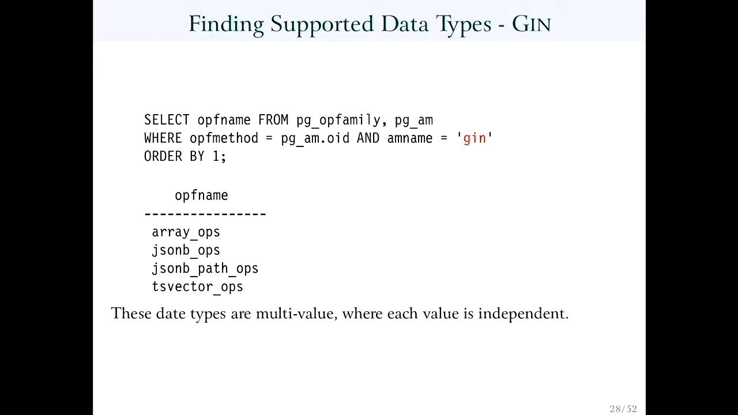Gin, again, has very small support because you don't have a lot of data types with a lot of duplicates. What are they? Well, tsvector, that's full text search. No surprise there. JSONB, yep, that makes sense, a lot of duplicates there. And then arrays, a lot of duplicates. That's it. So don't bet the farm on gin, because only a couple of data types really benefit from this.